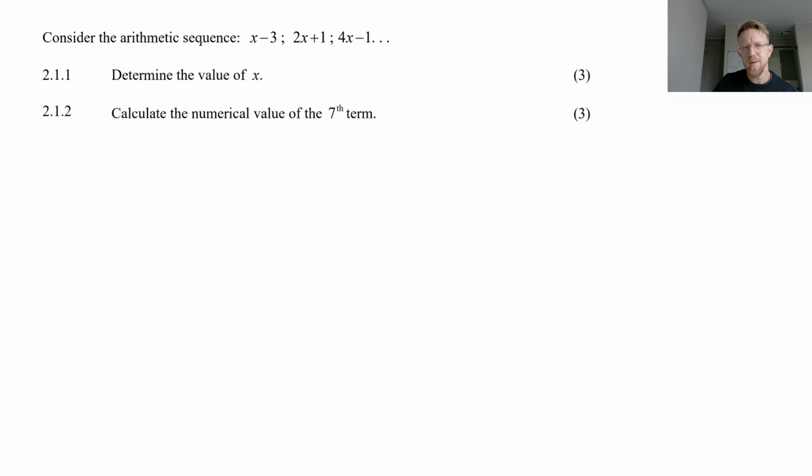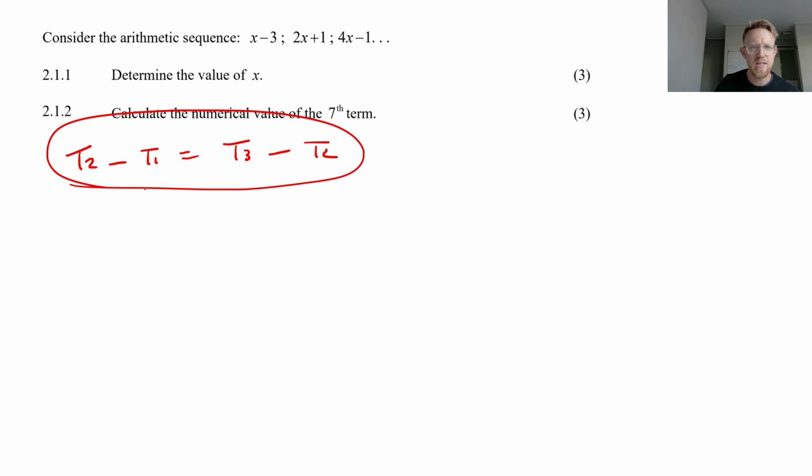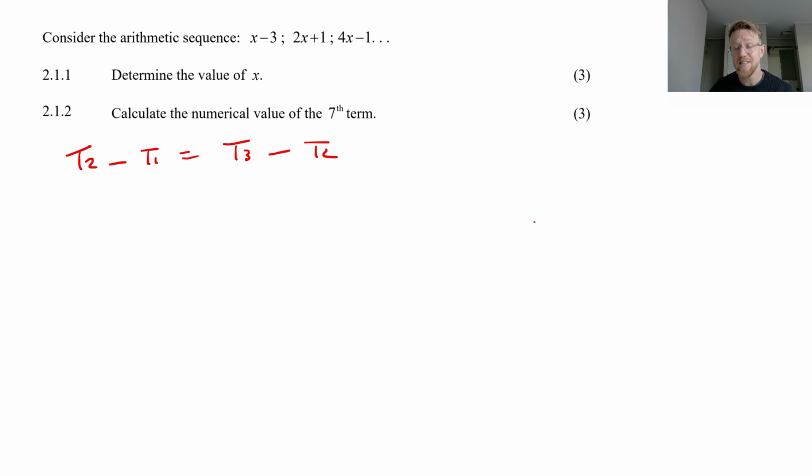Consider the arithmetic sequence, and then they give us the first three terms. Determine the value of x. So we know that when something is arithmetic, we can always use this formula: T2 minus T1 is equal to T3 minus T2. We've seen that many times. And guys, for those of you that don't understand where this even comes from, it's actually very simple.